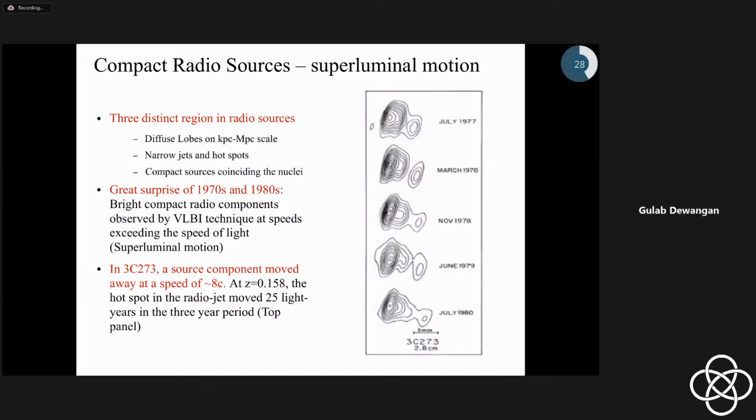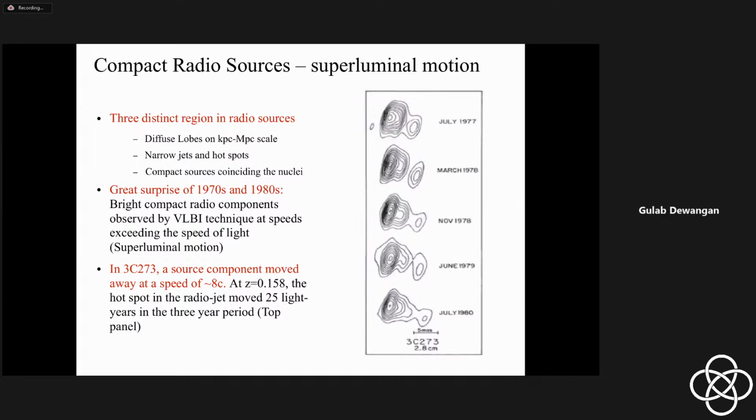If you look at these radio galaxies carefully, then one can identify three distinct emission regions. First, of course, we have seen the diffuse lobes on kiloparsec to megaparsec scale. Then narrow jets, which arise from the nucleus and connect to hotspots. And the compact sources which coincide with the optical nuclei.